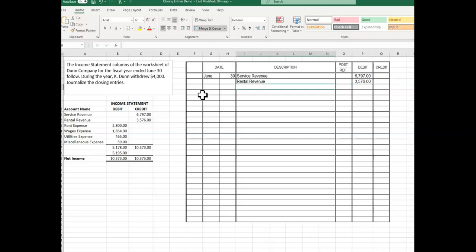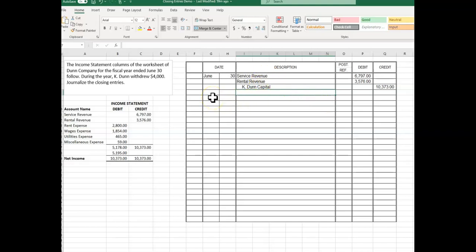The credit, we talked about, is going to be the capital. We're taking the revenue and putting it into the capital account. We're increasing the capital account by the amount of our revenues earned. So the capital account here would be K done capital, and it's going to be the total of these two. I'm just going to use my formulas, add those two up, and it's a total of $10,373. So our revenue accounts are now closed.